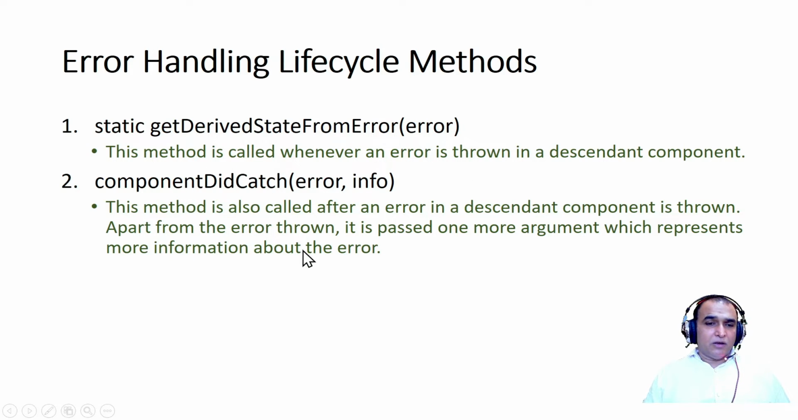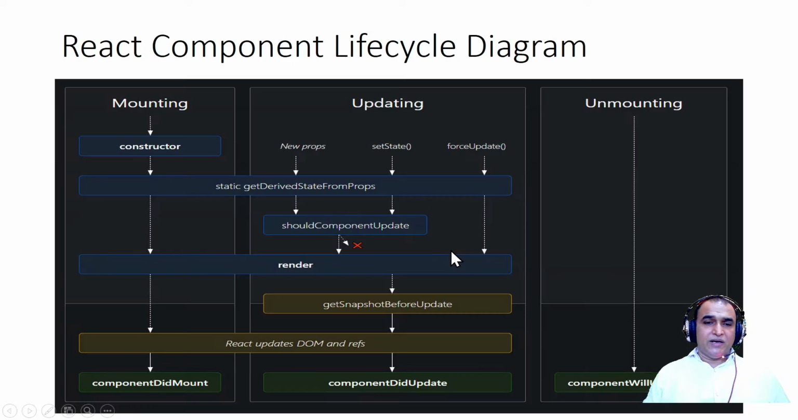Now we have another method that has 2 parameters, error and info. That method's name is componentDidCatch. This method also executes whenever we have an error. We may override the getDerivedStateFromError method if we want to only know the error. If we want to get detailed information about the error, then we may override the componentDidCatch method also to handle the error.